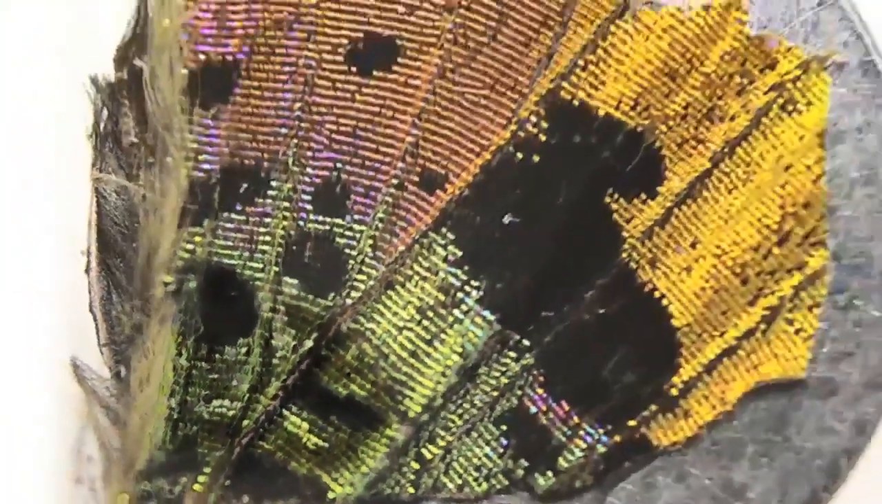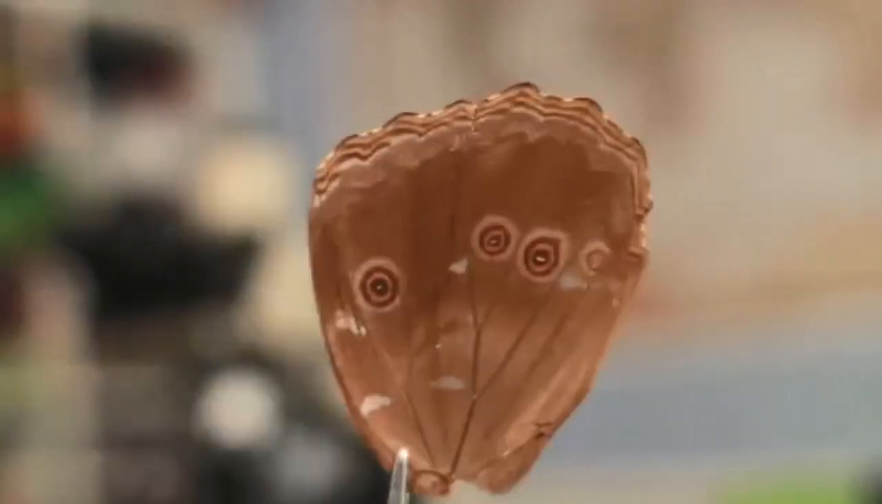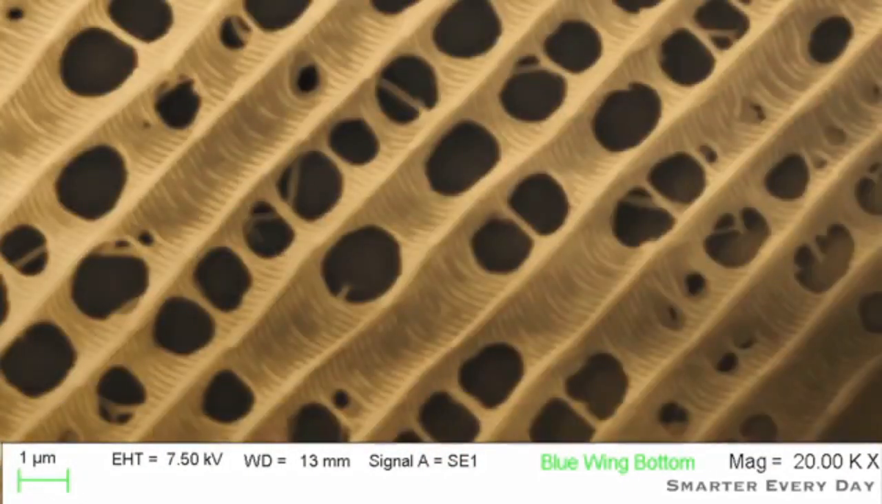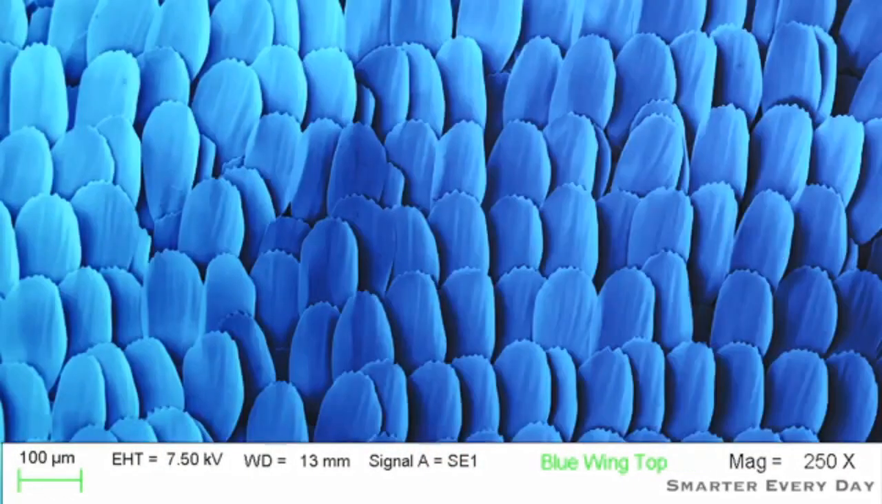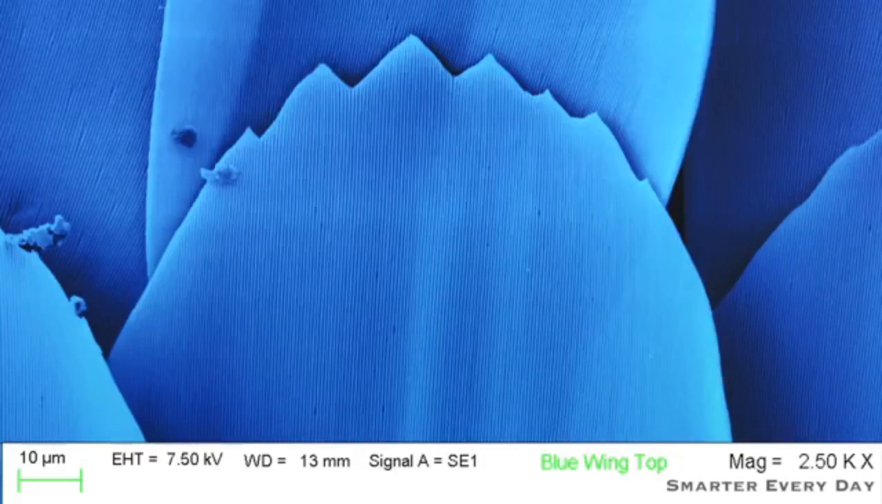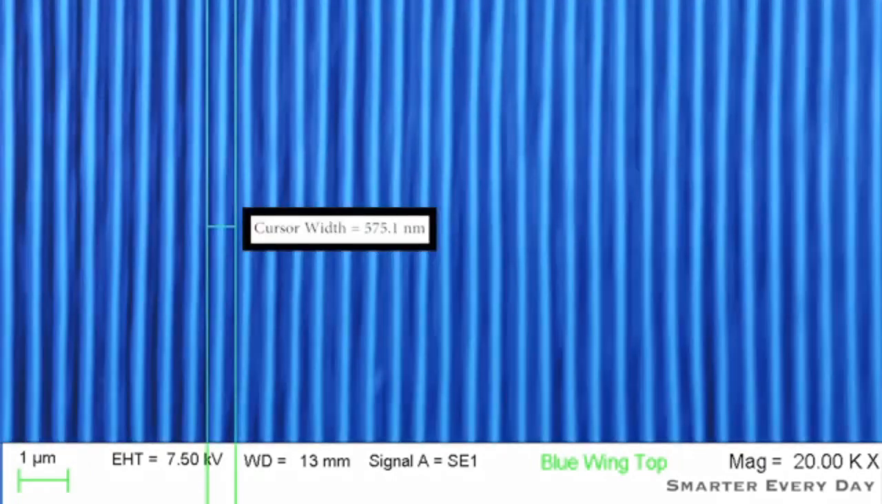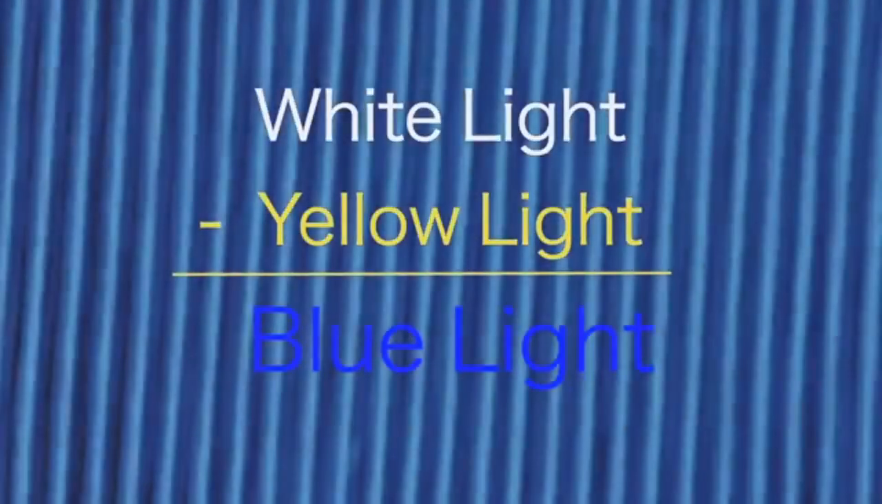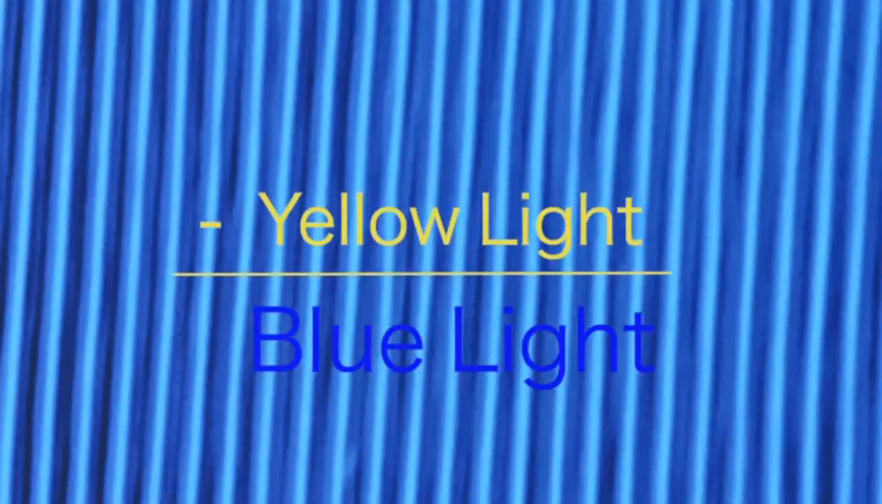Okay, let's look at the morpho. You can see that the tops of the wings are blue, but the bottom has some kind of brownish tan color. If we scan it, we can see that these tan scales have small holes in them, but the blue scales have some kind of ridge in them. Now, if we measure the width of these ridges, it turns out that it's the exact same wavelength as yellow light. White light minus yellow light is equal to blue light. So somehow, these ridges are removing the yellow light and making the wing look blue.